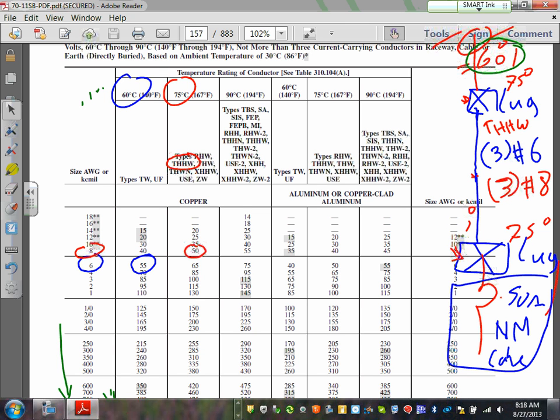Now, what's your default if you have no idea? What's my default? No lugs, no knowledge about them. Here's my default. Any comments, guys? Any questions?